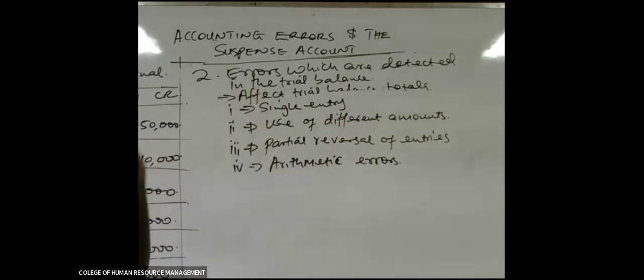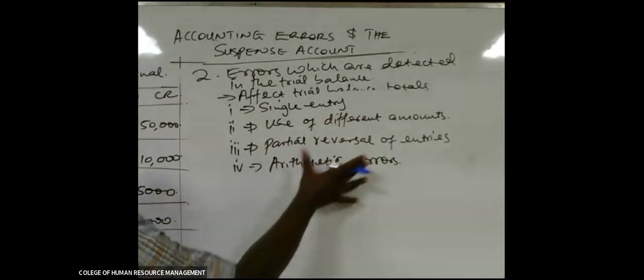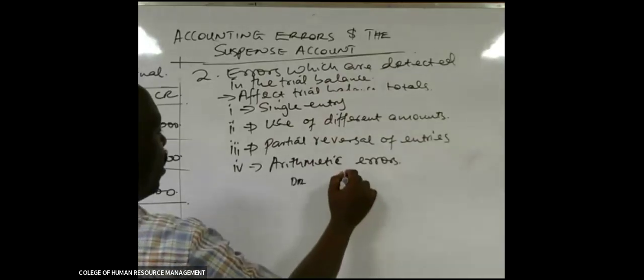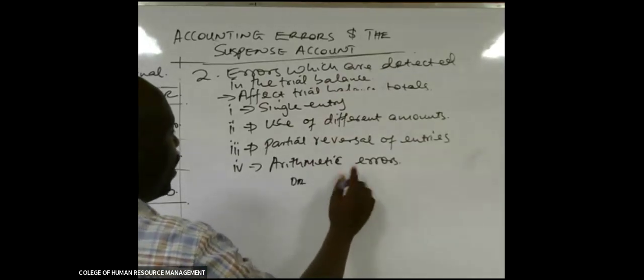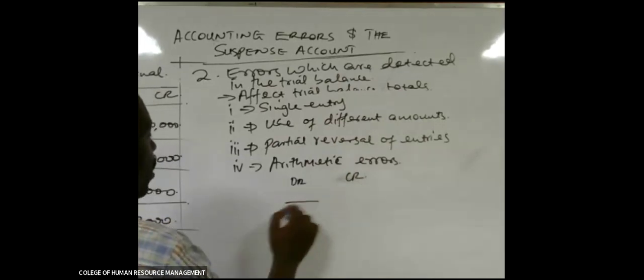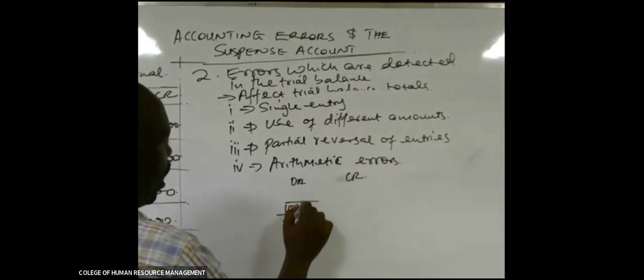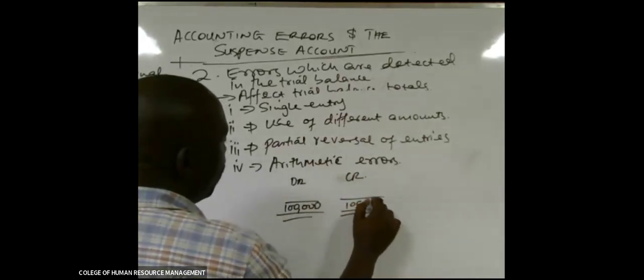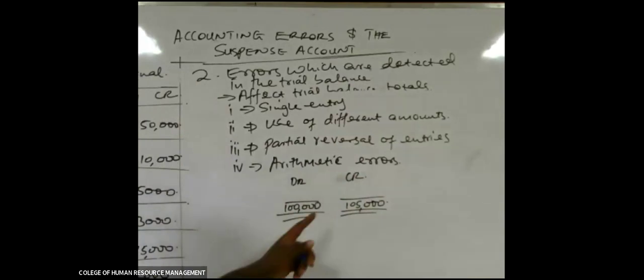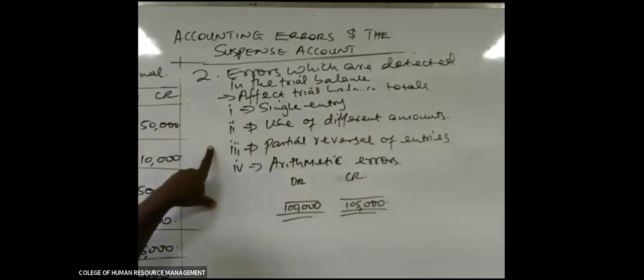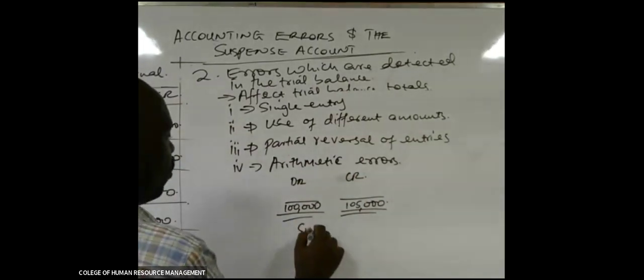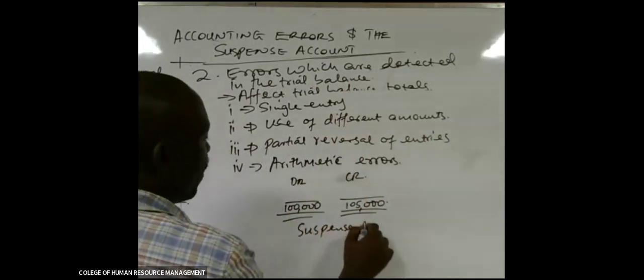So when these errors occur, obviously the trial balance will not balance. Like in this case, we had said you have your debit and credit totals. Your debit is totaling 100,000. Your credit is totaling 105,000. There's a difference because of these errors. When these occur, you need to transfer the difference into an account we call suspense account.